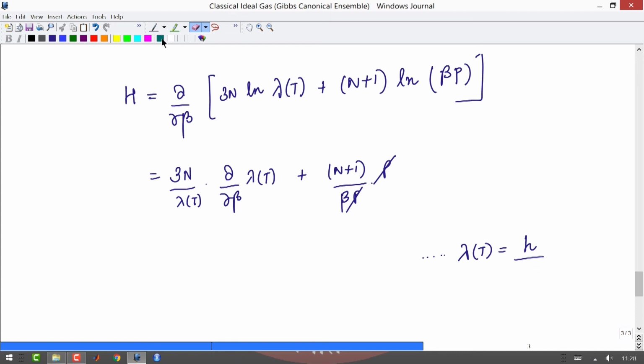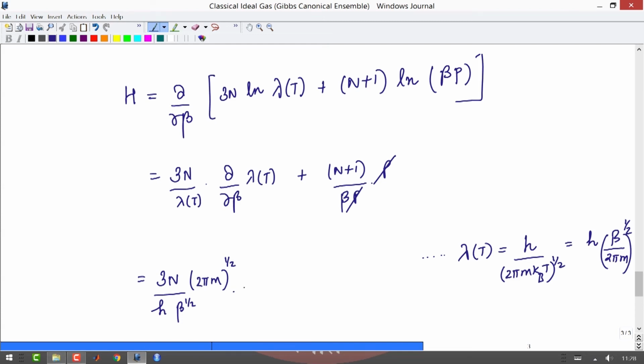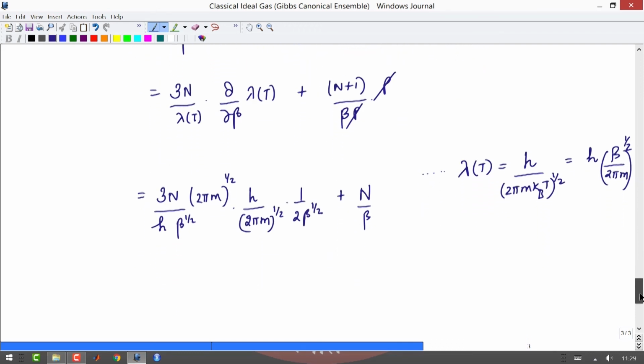I can also write this as h into the square root of beta upon 2 pi m, just to save some space. Then this simply becomes 3N, and I am going to substitute the value of lambda here, and the derivative here simply becomes h upon the square root of 2 pi m, and the derivative of square root beta is just 1 upon 2 square root beta, plus the second term I am going to write as N times 1 upon beta, because N plus 1 is equal to N, as N is very large.